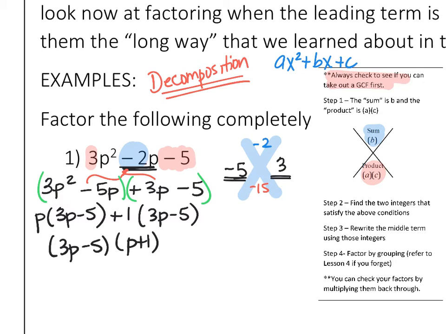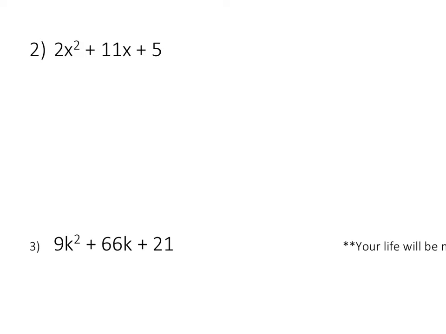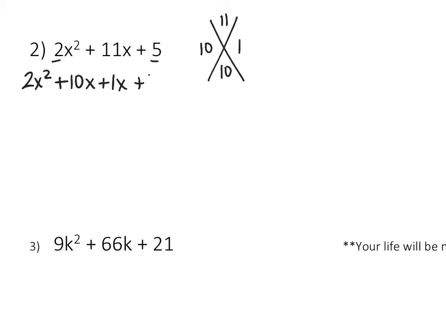Okay, let's look at our second example. If I make my cross, my sum is 11. It's the value of b. My product is 2 times 5, which is 10. So the two things that multiply to give me 10 and add to give me 11 are 10 and 1. So I'm going to rewrite my middle term: 2x squared plus 10x plus 1x plus 5. Don't forget to put these ones in here.